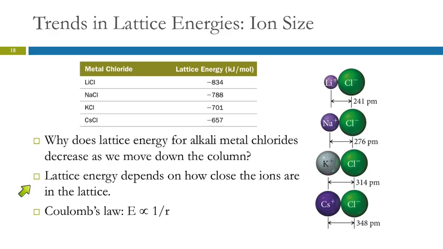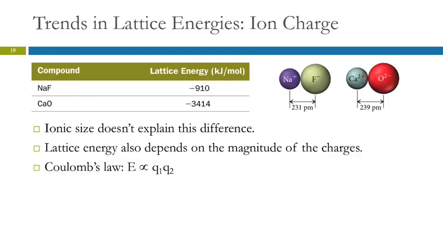So the lattice energy is going to depend on how close the ions can get to each other. And that is part of Coulomb's law again. Remember, Coulomb's law said the energy was proportional to the charges times each other divided by the distance between them, so the radius. So large radius, small energy. Small radius, large energy. Small radius, larger lattice energy. The charge also has an effect because Coulomb's law tells us that the energy is proportional to the charges. So if I have +2 and -2, or +1 and -1, I can expect a different amount of energy.